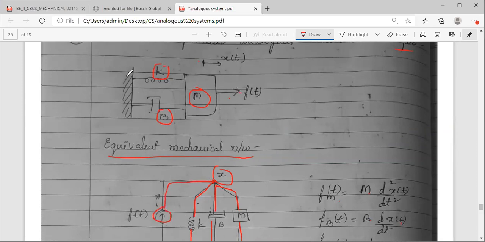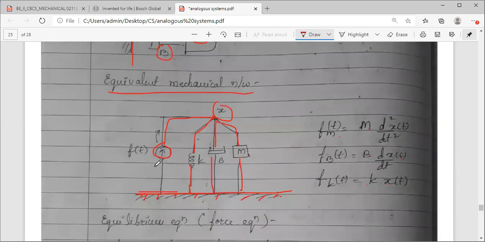Check the direction of the force. This is your reference, it is coming away. Okay, from the reference going away. So if this is your reference, going away, the direction is upward. So this is your equivalent mechanical network.